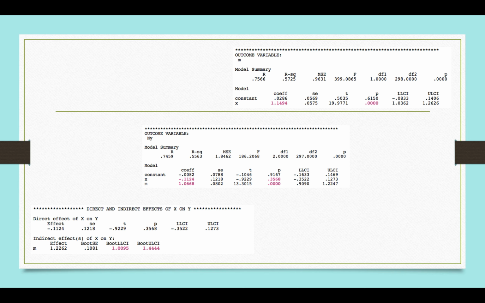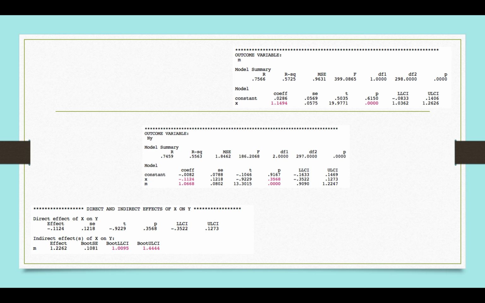Next, for the outcome variable Y, the middle box, M is B, which is the relationship between M and Y, and that value is 1.0668, and the p-value is significant as well. X in this model is C prime, which is the relationship between X and Y, and this value is not significant. Looking at the indirect effect of X on Y, there is an indirect effect because 0 is not included in the confidence interval.